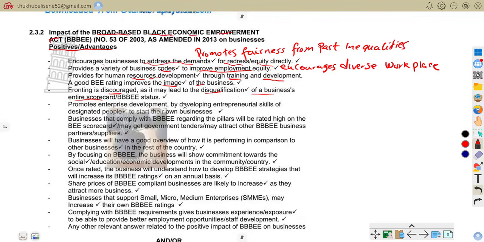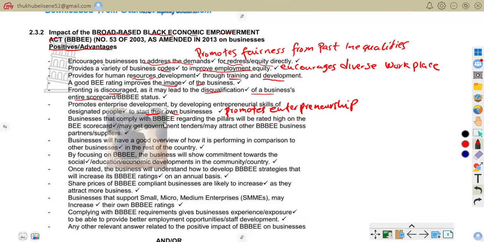It promotes enterprise development by developing entrepreneurial skills of designated people to start their own business. So, meaning to say, it promotes entrepreneurship. It promotes what? Entrepreneurship, because it helps people start their own business. So for example, funding black-owned small and medium enterprises. So that way it promotes entrepreneurship.